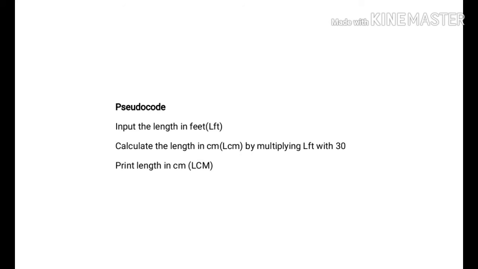Since our input is length in feet, because that's what we're trying to convert into something else, our input is the length in feet. Then we calculate the length in centimeters by multiplying the length in feet by 30, because as we already know, 30 centimeters is equal to 1 foot. Then we print the length in centimeters. That will be our answer.